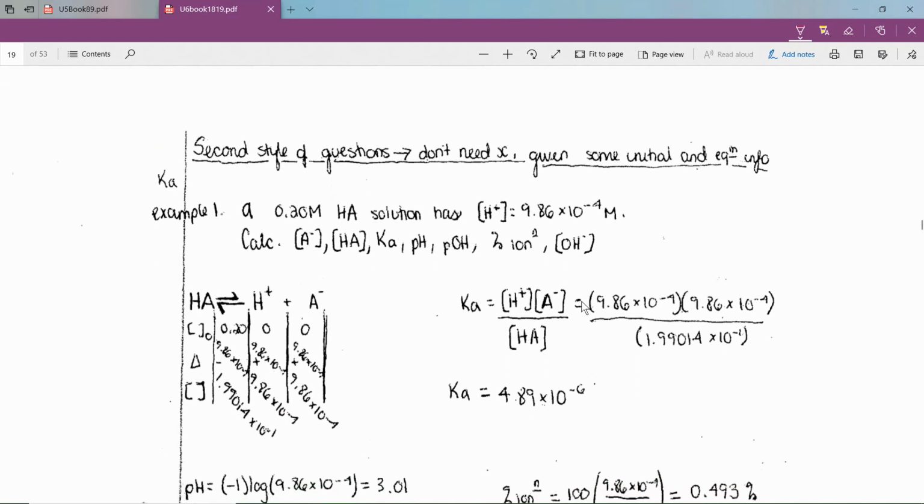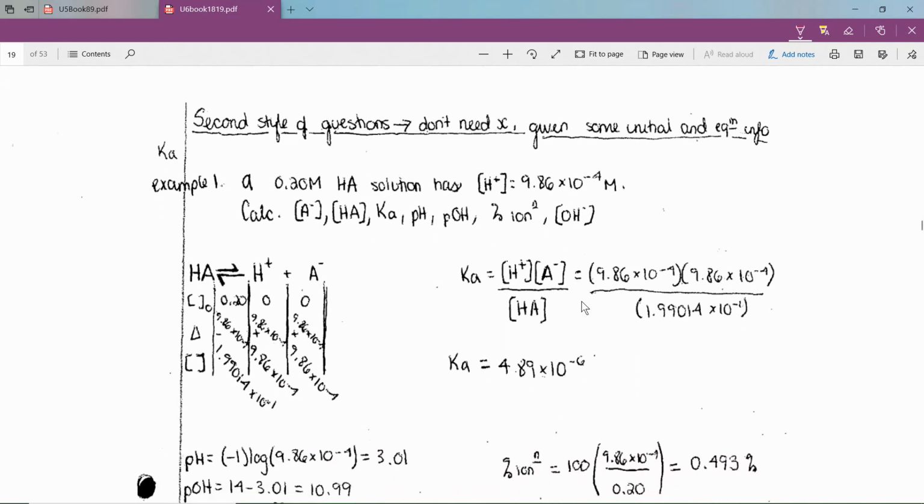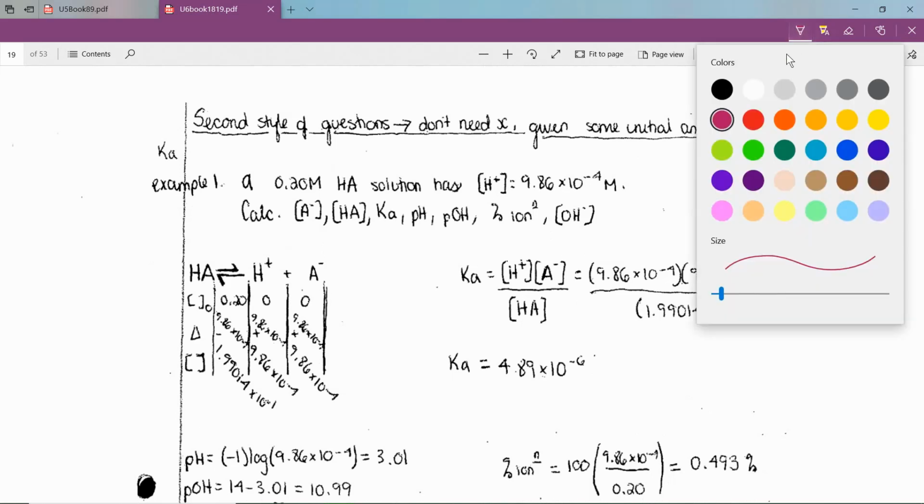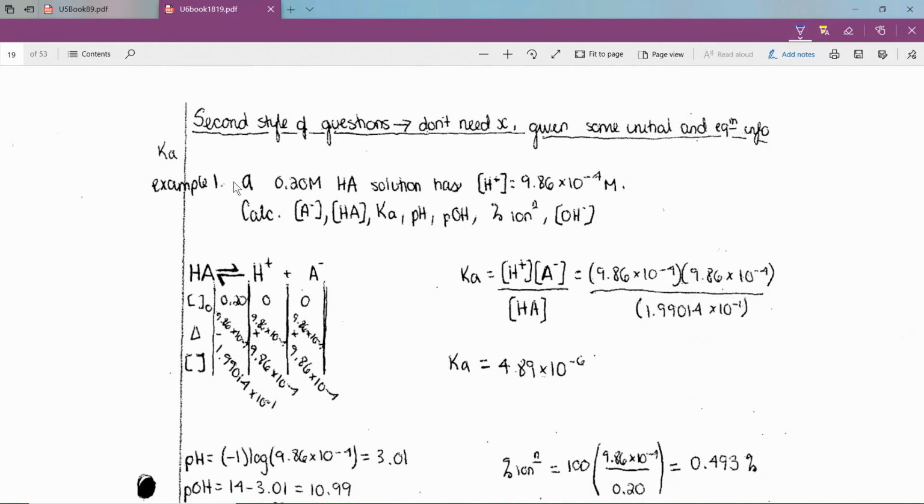Now there's a second style of questions. Again, I don't want to label it as type A, type B. You can do that if you want, make up your own scales, but just to jazzy it up here, let's change the color, shall we? Okay, so here's example 1. Here you aren't going to be using the x's. You're given some initial and some equilibrium information, and you got to solve everything else. So there's no approximations involved here.